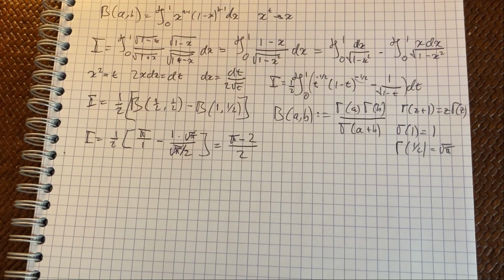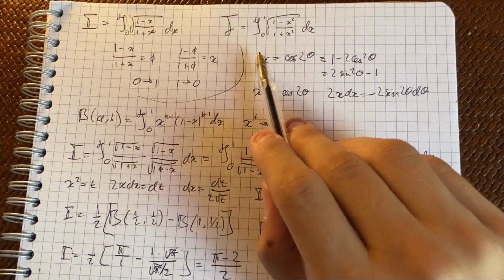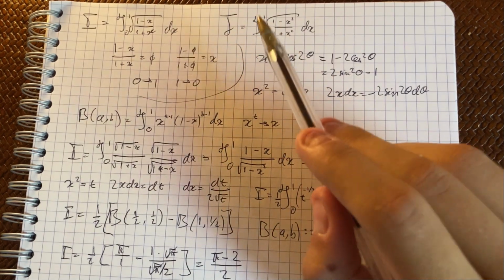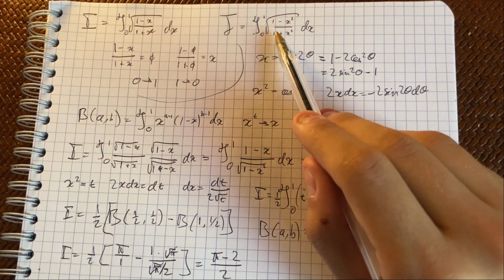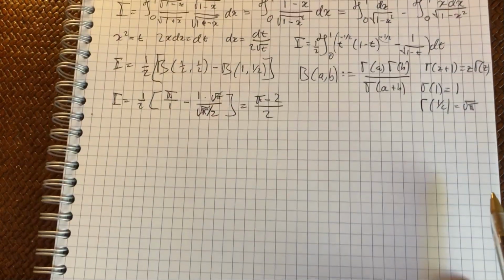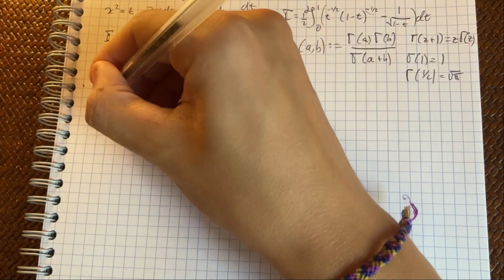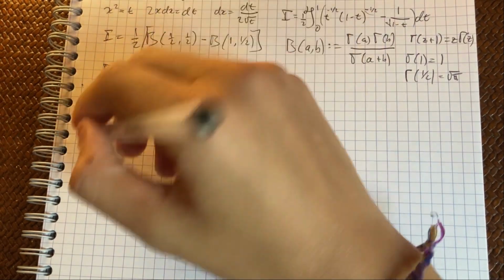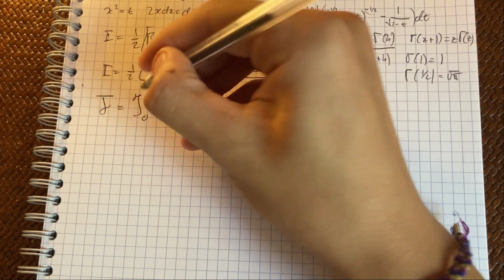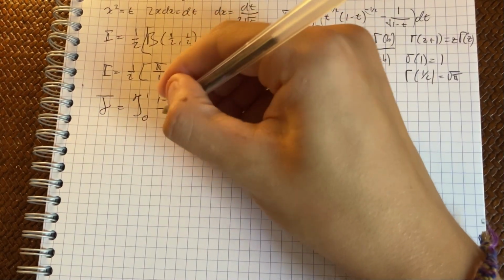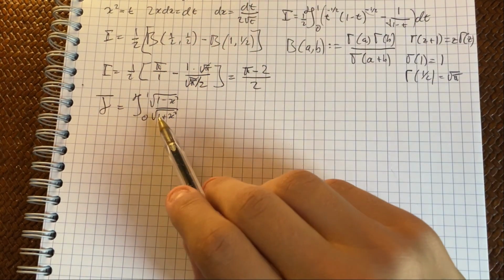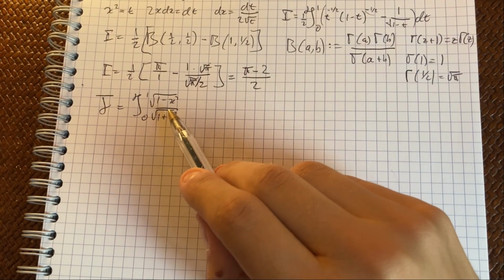Alright, now we are able to solve our second integral, J being equal to the integral from 0 to 1 of square root 1 minus x squared by 1 plus x squared dx. And we will do the same trick. So here J equals the integral from 0 to 1, 1 minus x squared, 1 plus x squared, and then we multiply both sides by square root 1 plus x squared.